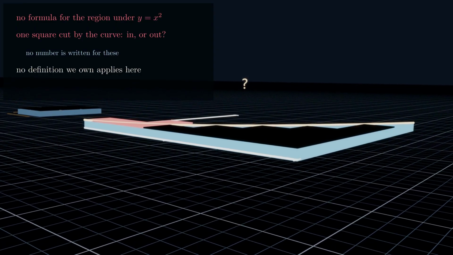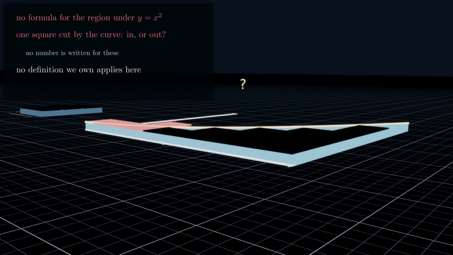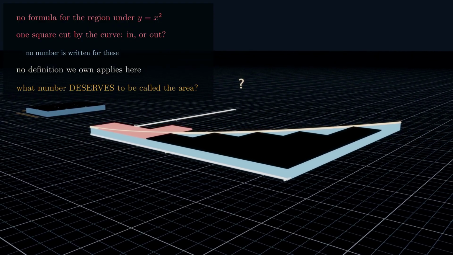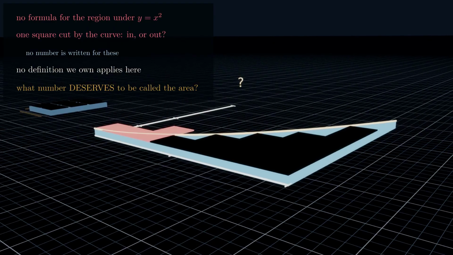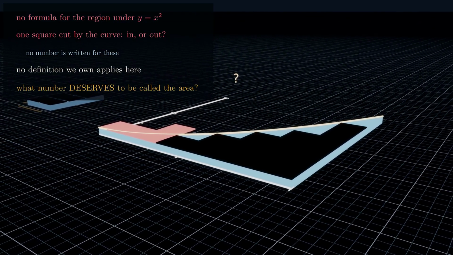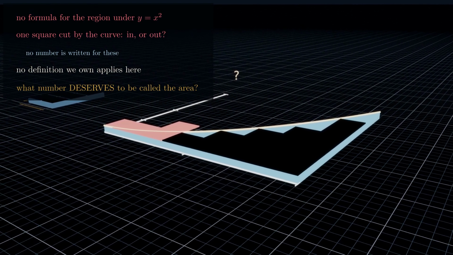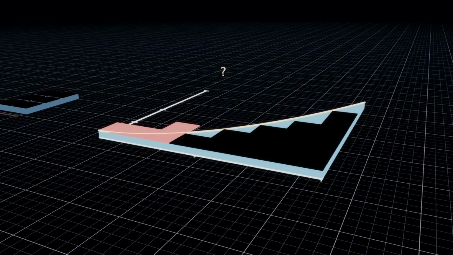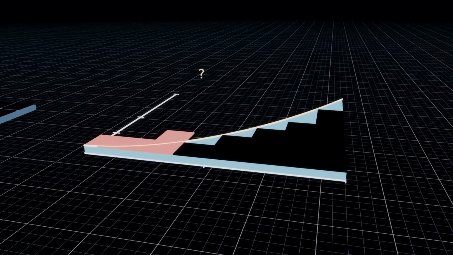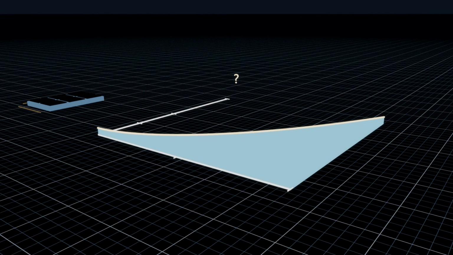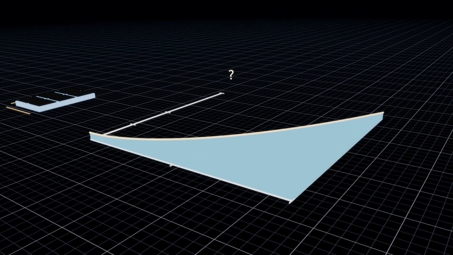So mathematicians did the only honest thing. They stopped asking what the area is and asked what number deserves to be called the area. Today we build that number from nothing and take no step on trust. At the end, we use it to answer a real university question. Be strict about what we are allowed.